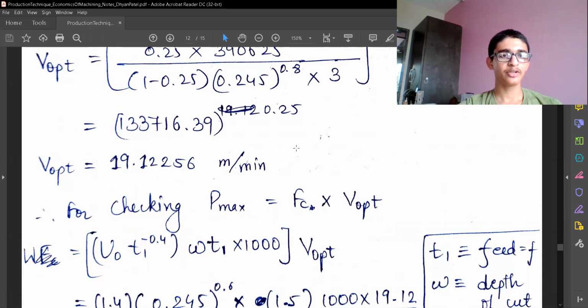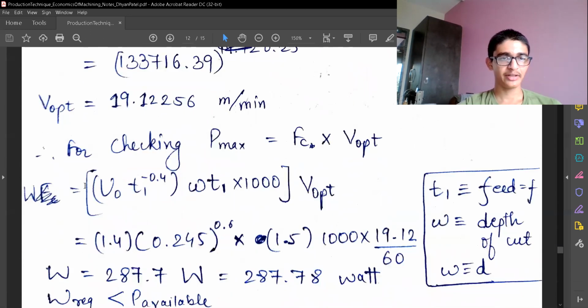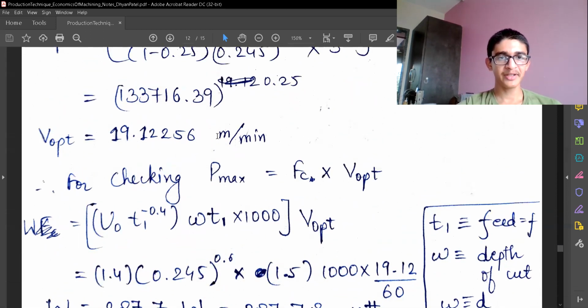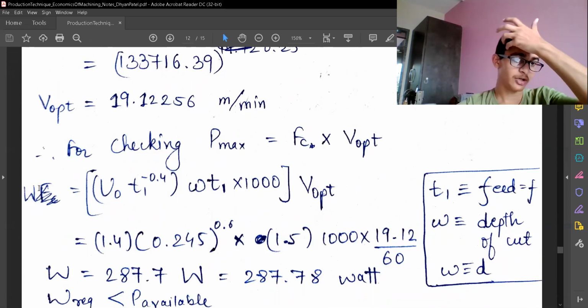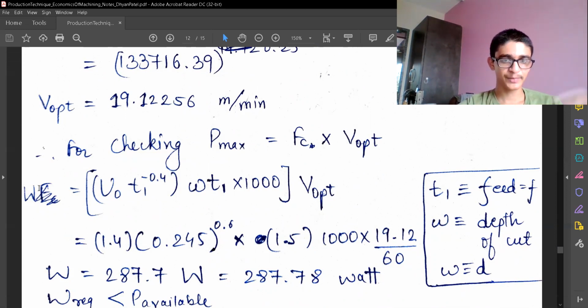Now we need to check that this optimum velocity also satisfies the power available. For checking that, the power is Fc into V optimum, and the Fc expression is already known. We'll substitute all the machining constants and the material property, and V optimum over there. This V optimum is in meters per minute. We need to convert it to meters per second to get the power in kilowatts or watts, that is joules per second.